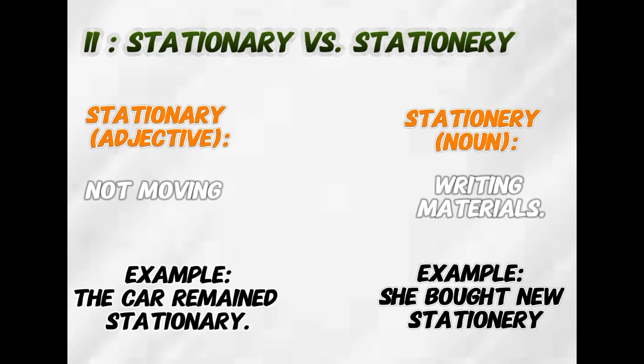Next, let's tackle stationary and stationery. Stationary is an adjective meaning not moving, like the car remains stationary. Stationery is a noun meaning writing materials, like she bought new stationery. So stationary means still, and stationery means writing supplies. Got it? Awesome.